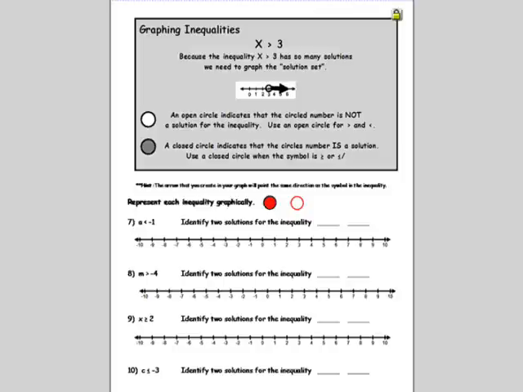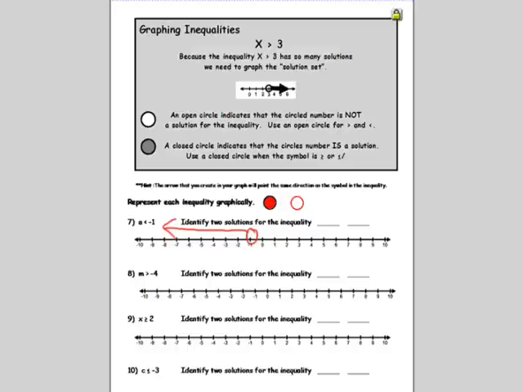Okay, here's a couple more. We're going to graph a is less than negative 1. So here's negative 1. What are all the numbers that are less than negative 1? Right here. Every number to the left of negative 1. And we wouldn't include negative 1.